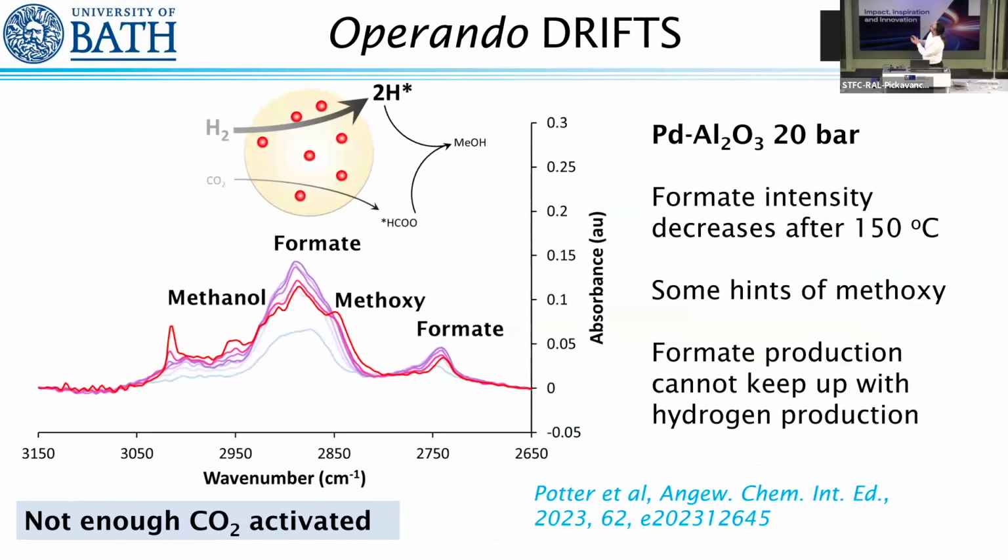What we could see if we focused just on palladium was that the formate signal began to grow as we go from blue to purple, but then it came back down again. The reason we had for this is that the palladium is very good at activating hydrogen. And as you got to higher temperatures, it was activating hydrogen so fast that the formate and the CO2 activation just wasn't able to keep up at all. So this isn't an optimal system at all. So as we concluded, formate production cannot keep up with hydrogen production here.